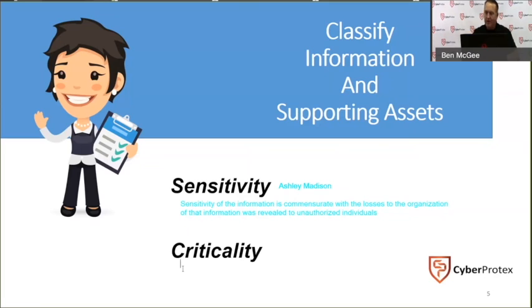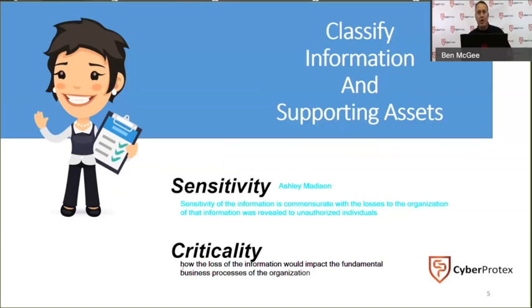So this directly addresses how the loss of the information would impact the fundamental business processes of the organization. Talking about asset security here, if intellectual property is taken, now somebody knows what your secret sauce is. That could devastate a corporation.